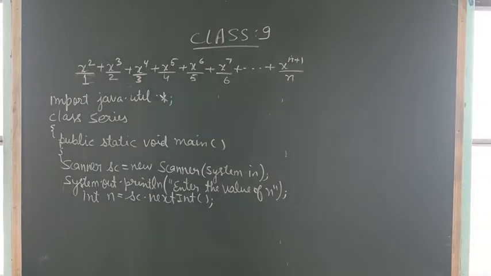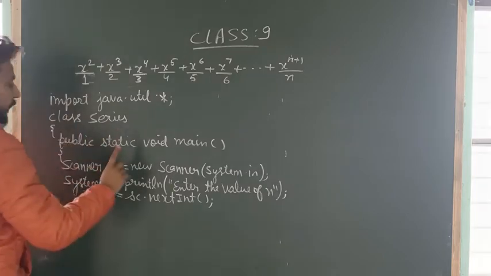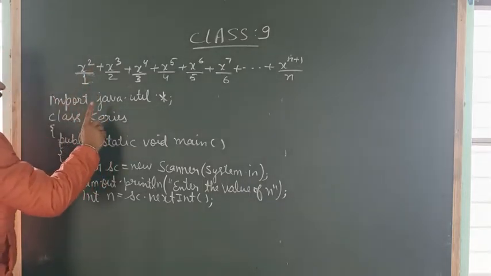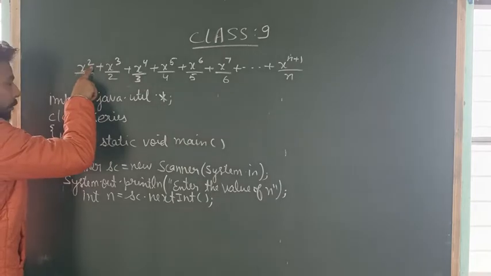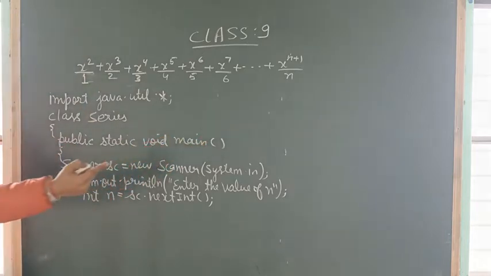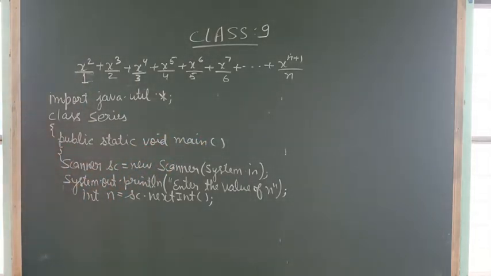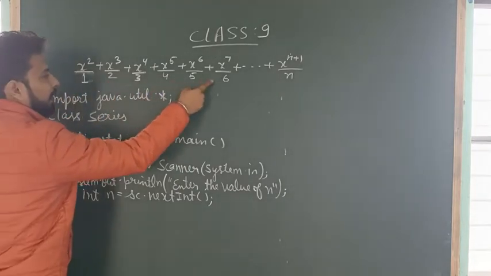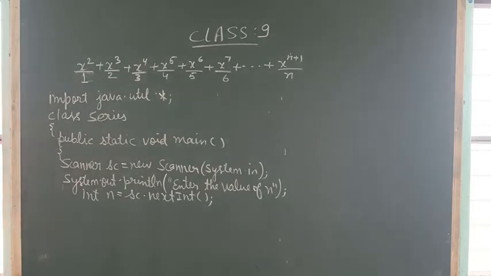Now our loop will start from 1, or we can say from 2. When we are dealing with a series question that has fractions, we have to see either the numerator or the denominator. If we see the numerator, it is 2, 3, 4, 5, 6, 7, 8, 9, 10, in this way till n plus 1. And if we see the denominator, it is 1, 2, 3, 4, 5, 6 up to n. So it's up to you which one you want to take, either the numerator or the denominator. Here I am taking the denominator.